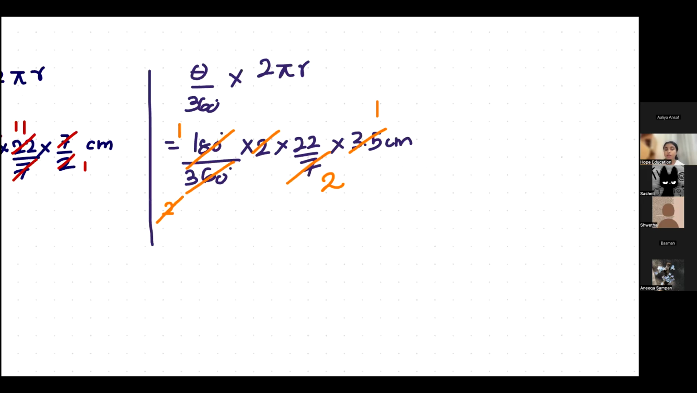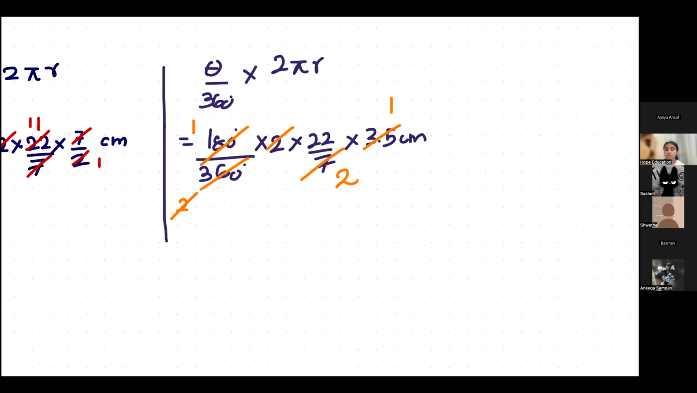Then we have 22 divided by 2. So 2 times 1 is 2, and 2 times 11 is 22. So you still get the answer as 11 centimeters.